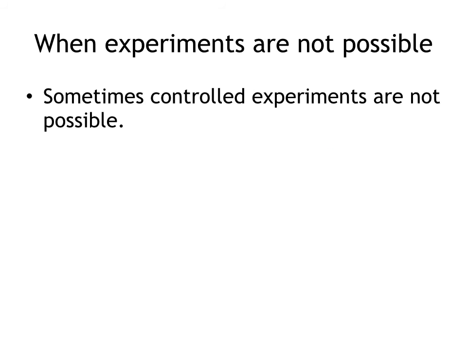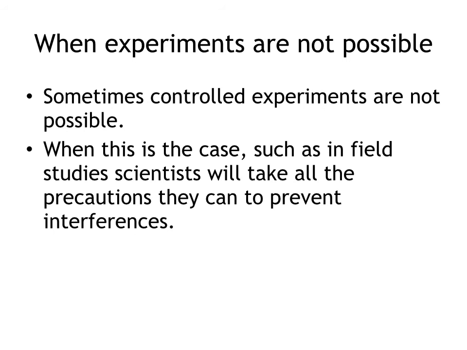So when experiments are not possible, sometimes you cannot have a controlled experiment. Obviously, a field test. All right? In field tests, scientists will take all the precautions they can to prevent interferences. Obviously, when you're studying an animal in the wild, you can't control everything, but you do your best. You use field cameras or hide the recording device or whatever you're doing.